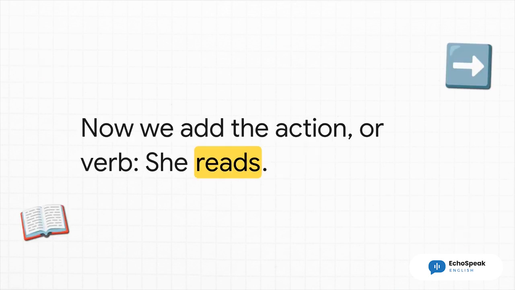Okay, on to step 2. We have our subject, she. So what is she doing? We just add the verb reads. So now we've got she reads. We're getting closer, but it still feels a little incomplete, doesn't it? It kind of leaves you asking, well, what is she reading?